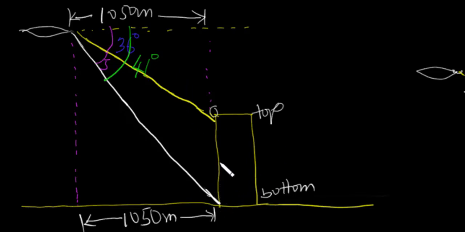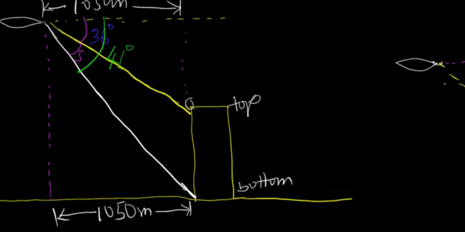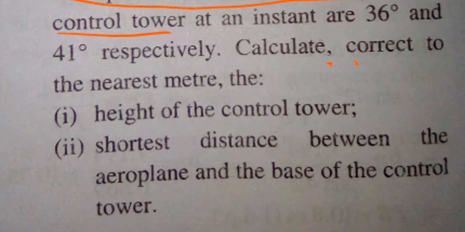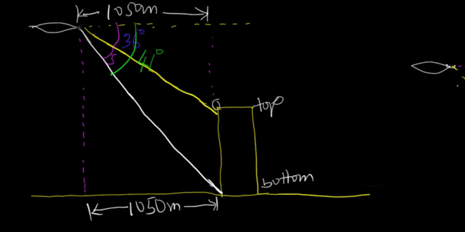but from the horizontal eye level to the bottom of the tower, you cover an angle of 41 degrees. So what we're going to do here is that the question says we are to calculate, correct to the nearest meter, the height of the control tower. So where is the height of the control tower? Now that is the control tower. So from the bottom here to the top is the height of the control tower. So let me label this as small h. I'm calling the height of the control tower small h. So we are going to find small h here.